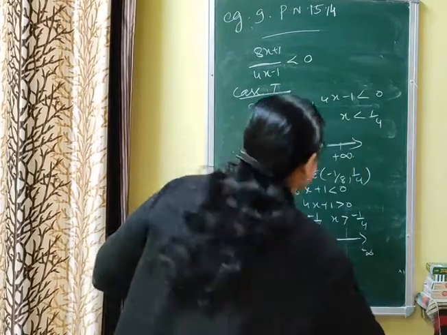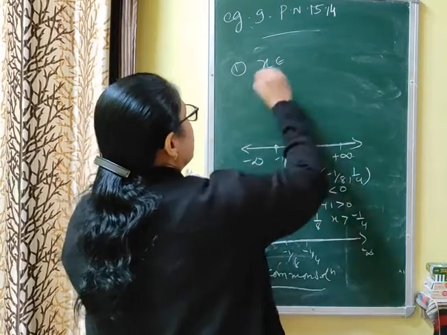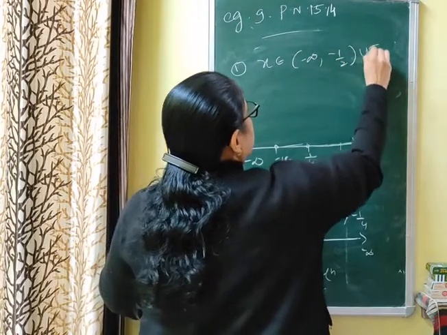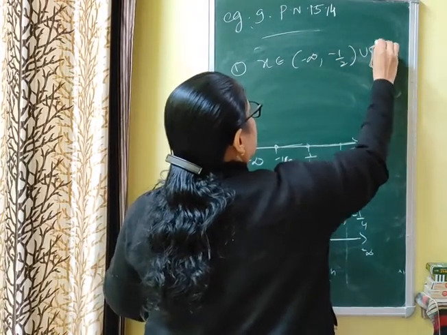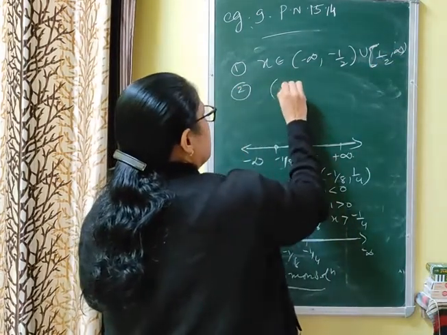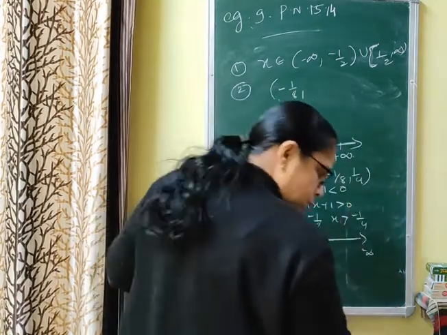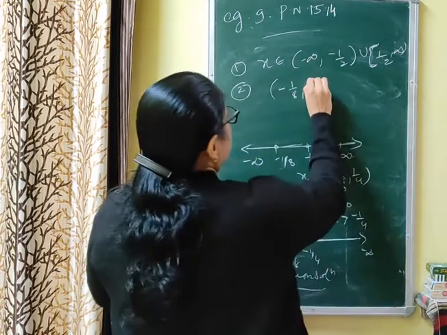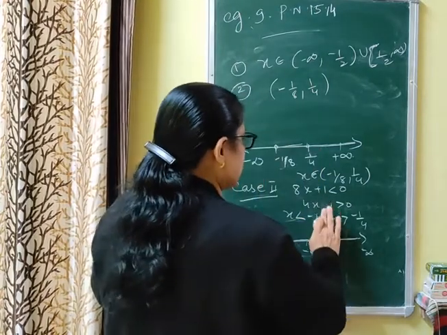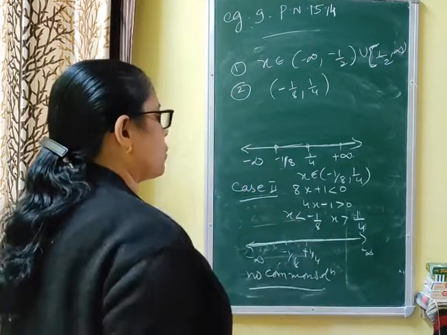What came for the first? For the first inequality, x belongs to minus infinity to minus 1 by 2 union closed 1 by 2 to infinity. This is the first inequality's solution. The second one is open minus 1 by 8 to 1 by 4. Now from this, 4x is greater than 1 by 4, so this becomes plus 1 by 4, and in this also there is no common solution.